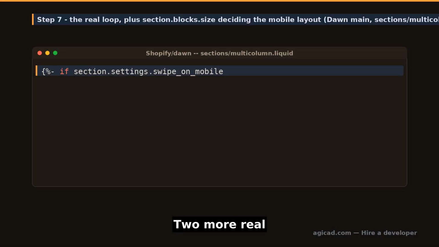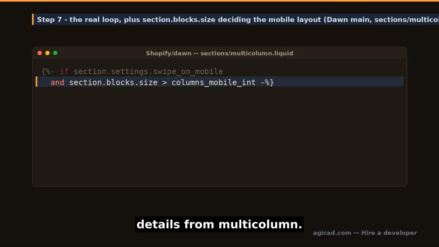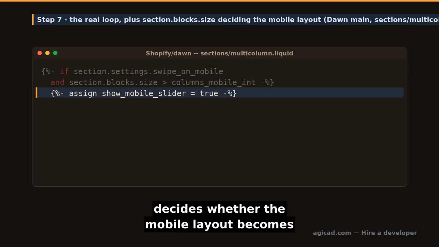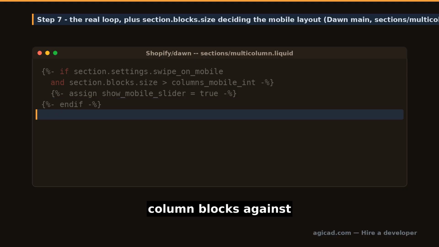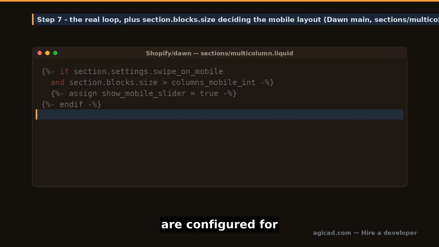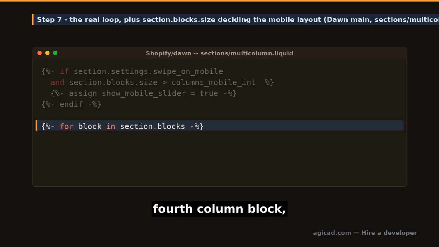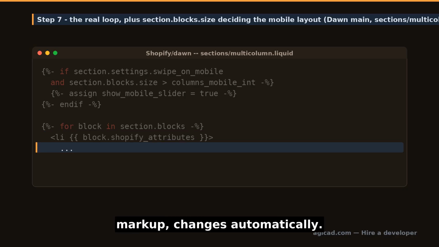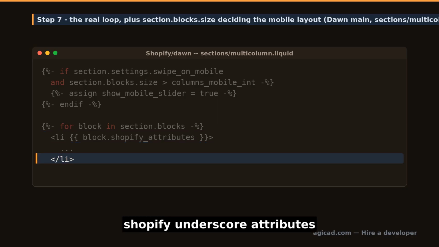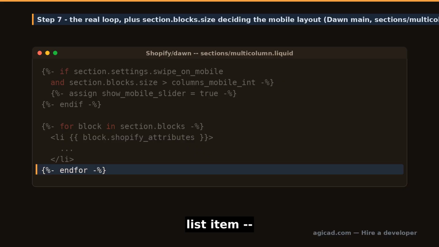2 more real details from multicolumn. First, section.blocks.size. The array's own length decides whether the mobile layout becomes a swipeable slider at all, comparing the number of column blocks against however many columns are configured for mobile. Add a 4th column block, and that comparison, and the rendered markup, changes automatically. Second, the same Shopify _attributes pattern from rich-text reappears here too, this time on each list item, confirming it isn't a rich-text specific trick, it's the standard convention for every block wrapper in Dawn.